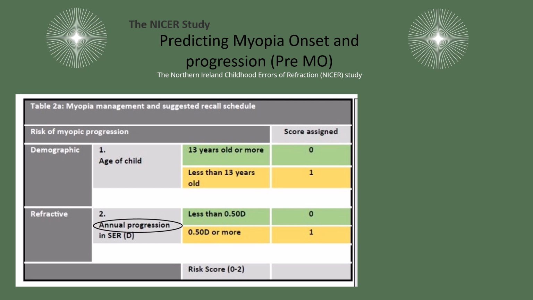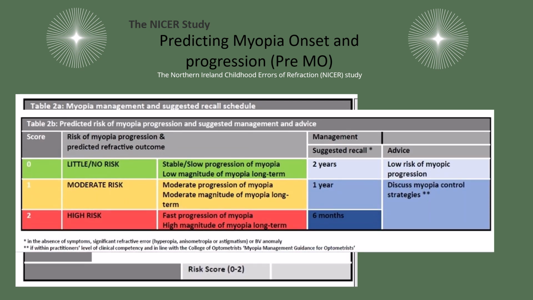Now, when should you call these patients? If the age of the child is 13 years or more and the score is 0, and there is annual progression, this is based on myopia progression. The earlier chart was based on whether the patient will progress or not, whereas this chart shows that if the patient comes routinely and annual progression is less than 0.5 diopters, the score is 0, and if it is more than 0.5 diopters, the score is 1. This is purely based on myopia progression, not pre-myopia.